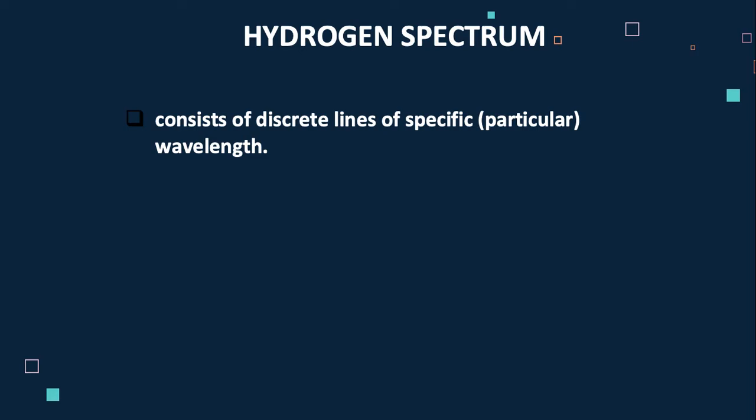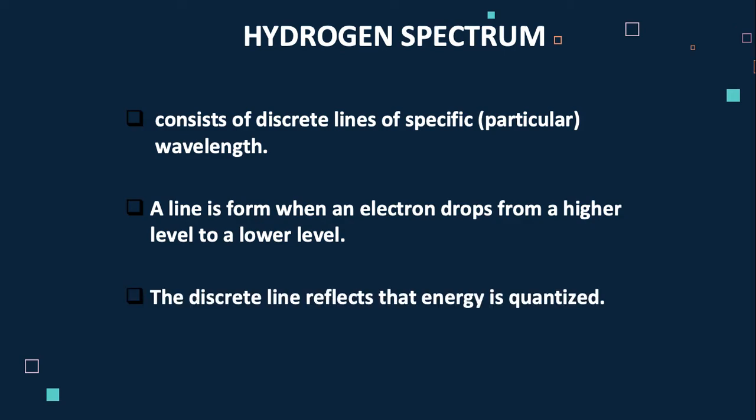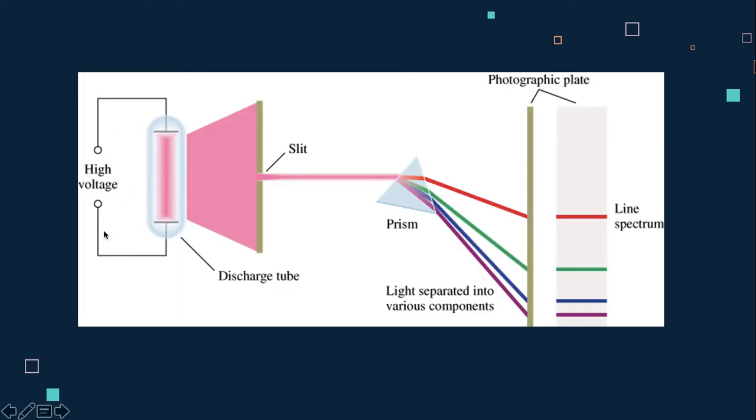Hydrogen spectrum consists of discrete lines of specific wavelength. A line is formed when an electron drops from a higher level to a lower level. The discrete line reflects that energy is quantized, or the energy has specific values. This is the example of the formation of the hydrogen spectrum.